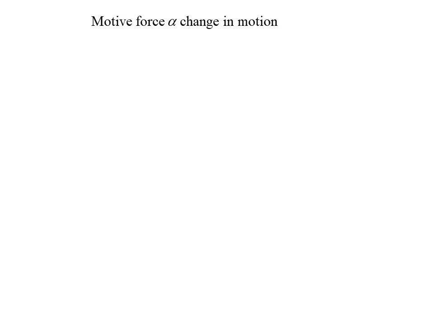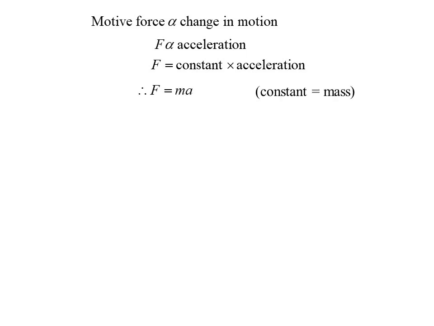So what are they saying? Motive force is proportional to the change in motion. That means force is proportional to acceleration. Change in motion, change in velocity is, of course, acceleration. So it must equal some constant times acceleration. And aren't we lucky that that constant turns out to be mass? So force equals mass times acceleration.